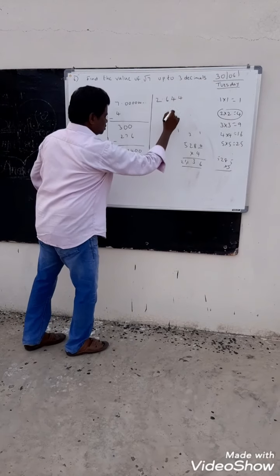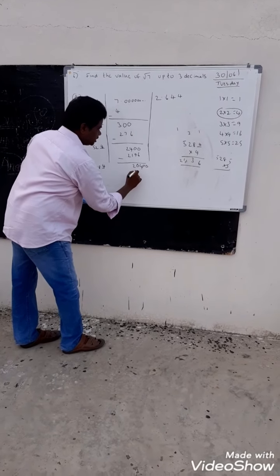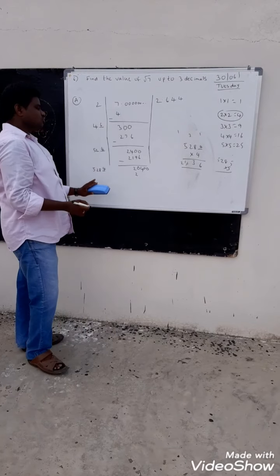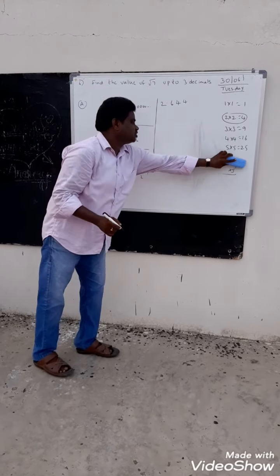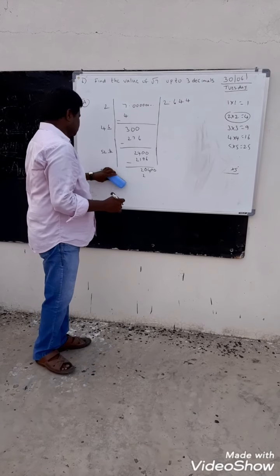Here also 4, so you will get 20. So this is also 21,000, it is going to be bigger. That's why you have to keep 3 only here.